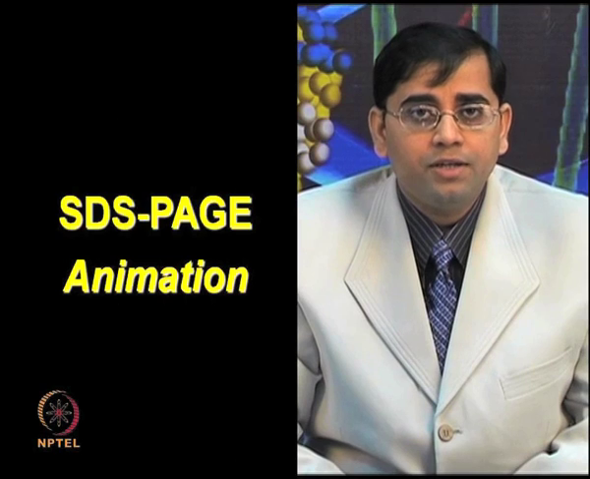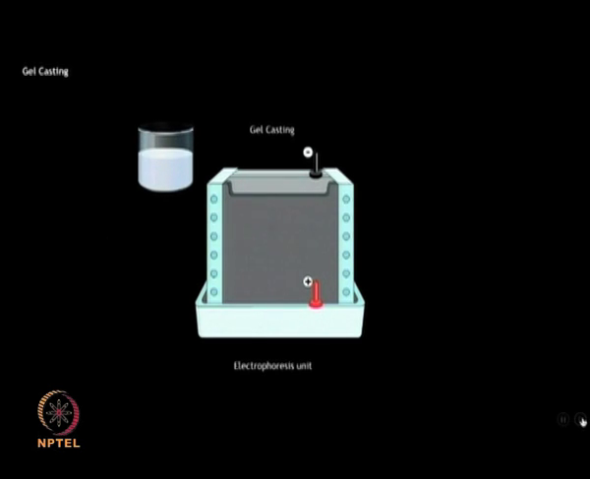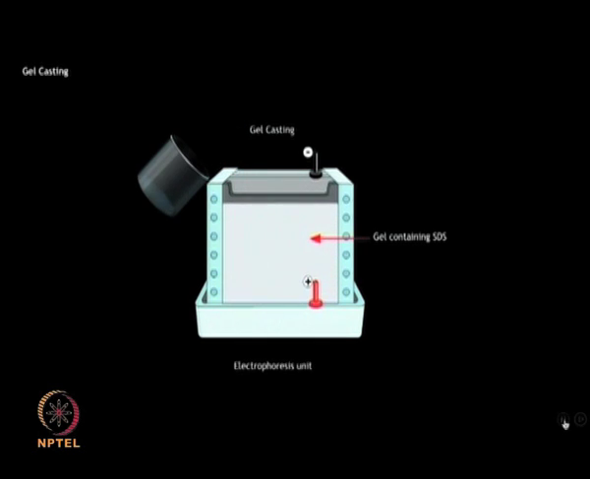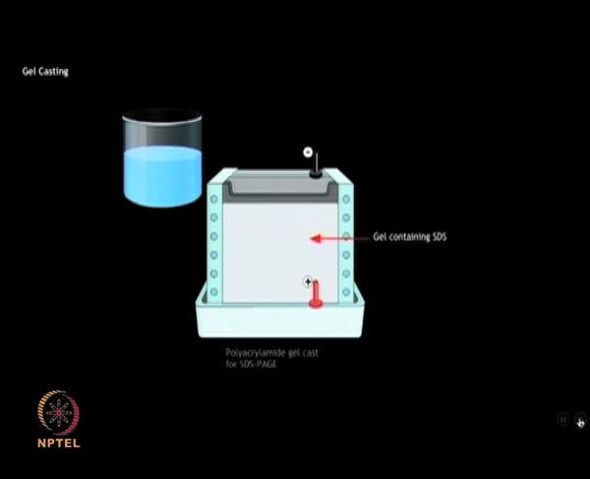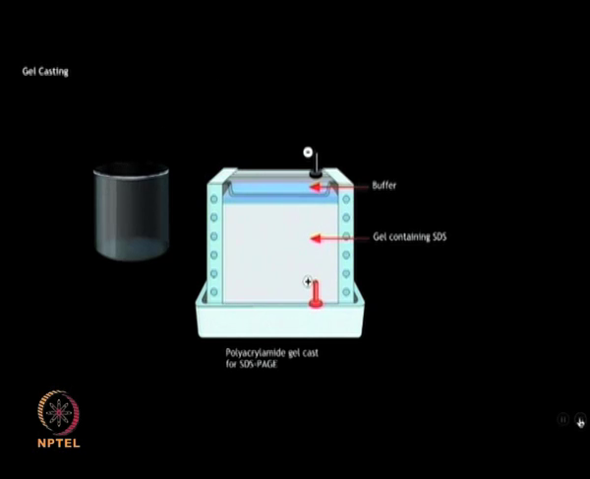I will now describe the animation and show you the steps involved in SDS-PAGE. Sodium dodecyl sulfate polyacrylamide gel electrophoresis, SDS-PAGE. In this animation you will see various steps involved in separating proteins based on their molecular weight. First of all, the polyacrylamide gel containing SDS is cast between the glass plates as a vertical slab in the same buffer that is used for electrophoresis. The molecular dimensions of the pore can be controlled by varying the amount of N,N'-methylene bisacrylamide with free radical cross linking being facilitated by ammonium persulfate or APS and TEMED.